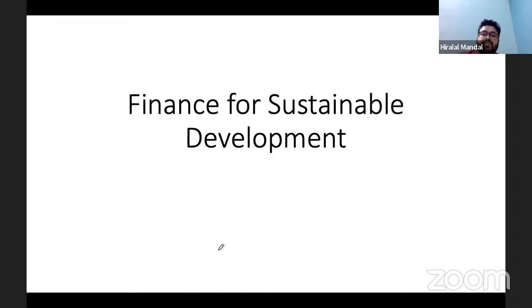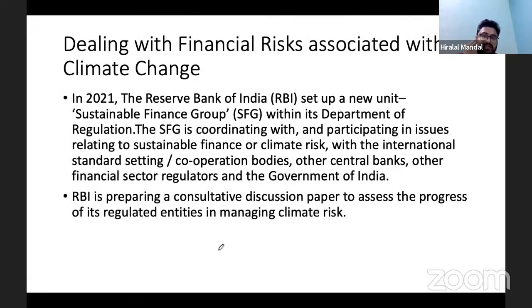Now, what about the finance for sustainable development, dealing with the financial risks? For that, the Reserve Bank of India has created a Sustainable Finance Group in its Department of Regulation. This group will aim at coordinating sustainable finance and climate risk in the country. It will bring regulatory standards, and coordination and cooperation among the bodies when it comes to sustainable finance.